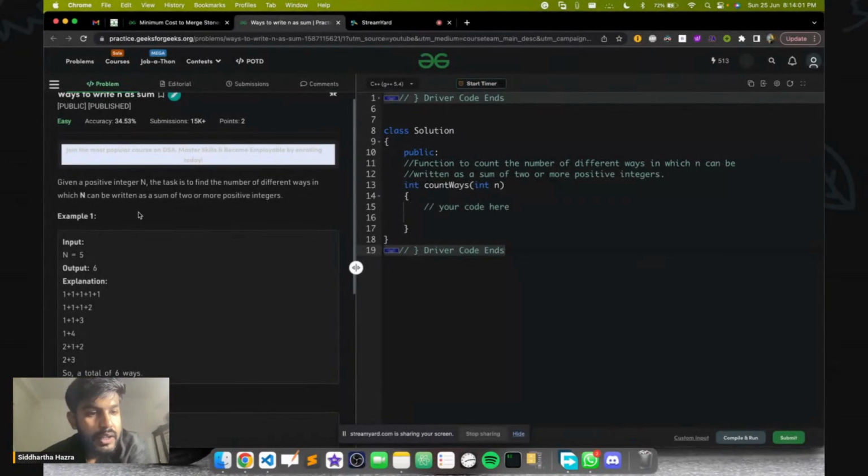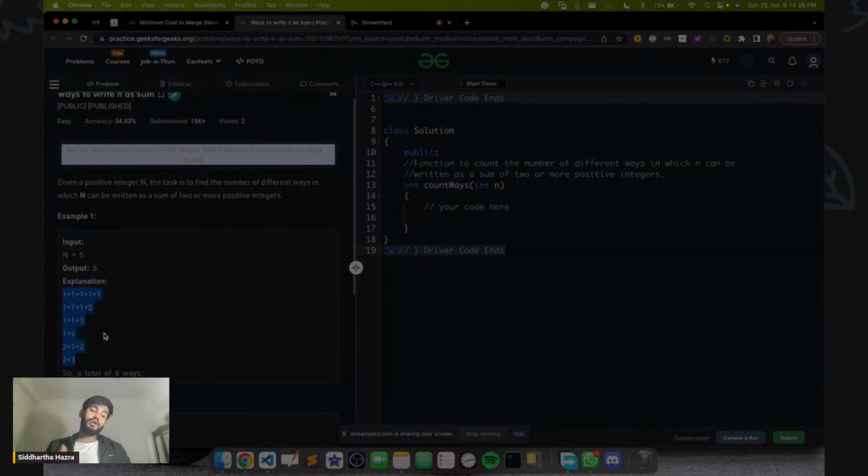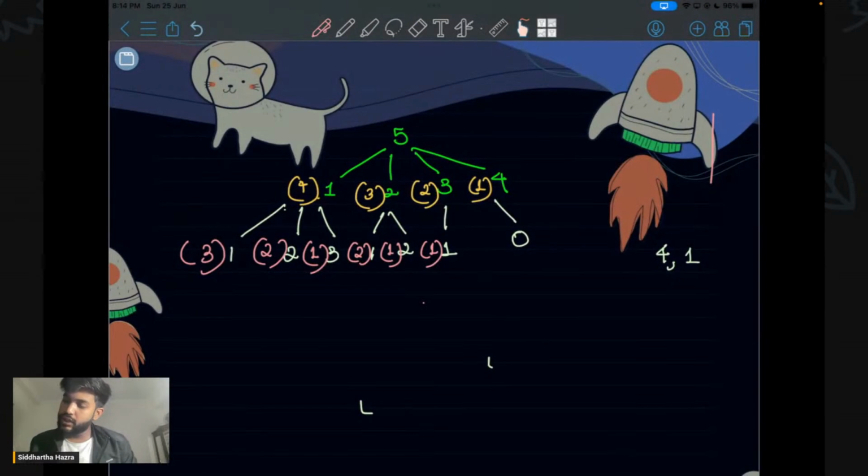Given a positive integer, the task is to find the number of ways in which it can be written as the sum of two or more positive numbers. Okay, so understood. I thought that this is from 0 to n minus 1. So you need to represent the value n as the sum of two or more values. So for the remaining, if I use 4, the remaining amount would be just 1. So I can simply use 1.